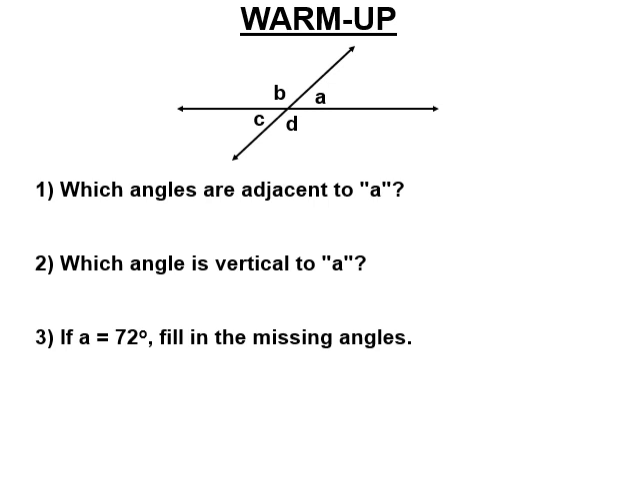Adjacent to A are B and D, all right, because they're the ones next to it. That's what adjacent means. Which angle is vertical to A? That's C. When they're back to back like that, they are vertical. Vertical does not mean up and down in this case. If A is 72, the vertical angle, C, has to be 72.